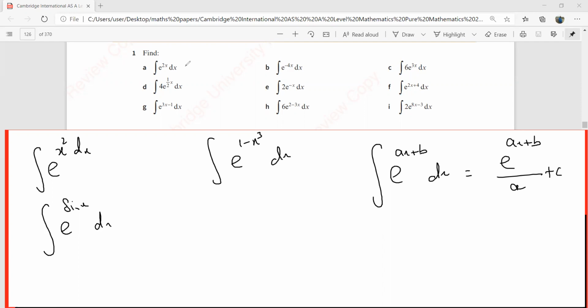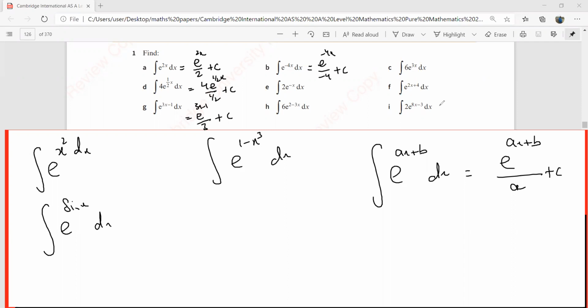Like you can mentally write all these integrals. This is going to be e raised to power 2x over 2 plus c. This one is 4 e raised to power half x over half plus c. This one is e raised to power 3x minus 1 over 3 plus c. Okay, can you similarly try the remaining six parts? Yes, tell me about this b part. And you have to be quick. Yeah. E power minus 4x over minus 4 plus c.